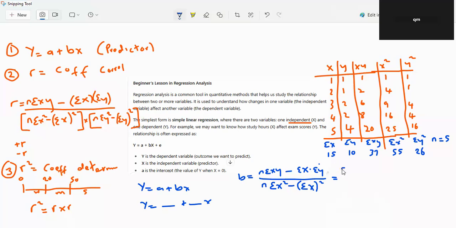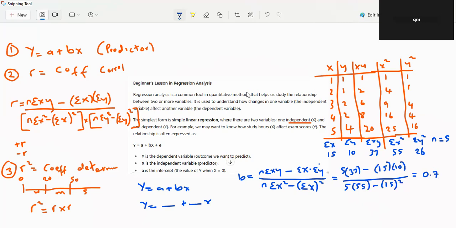We're going to have 5 times 37, minus 15 times 10, over 5 times summation x squared, which is 55, minus summation x, which is 15, squared. So when you compute this, you're going to get 0.7.